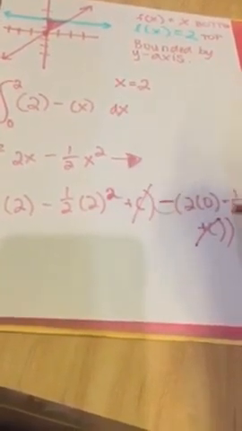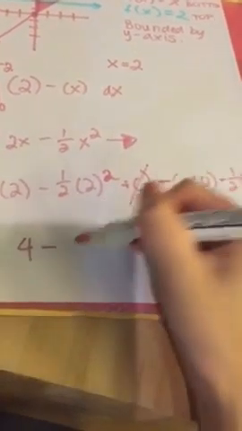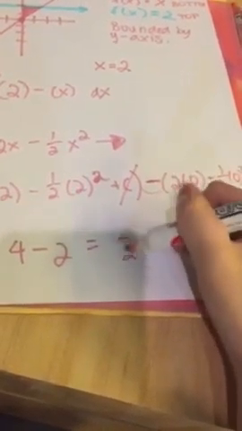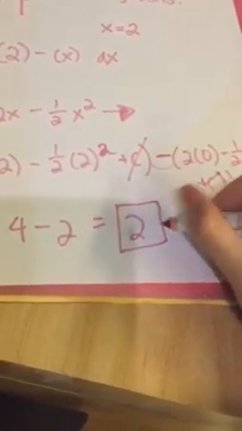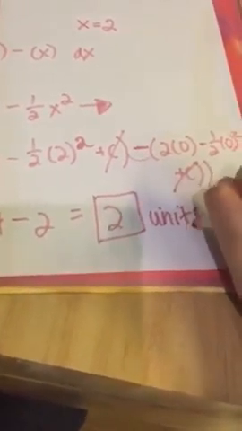Alright, so it's just 0. So we have 4 minus 2, which is 2. This is your answer. If you want to be specific with units, it would be 2 units squared, since it's area.